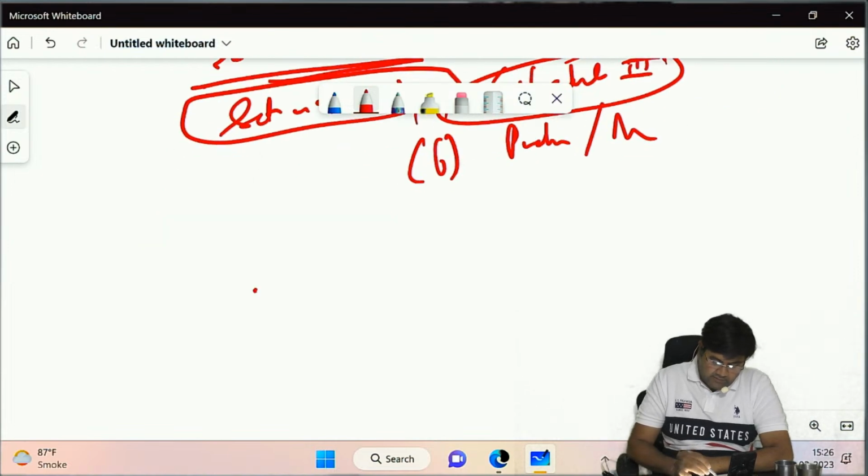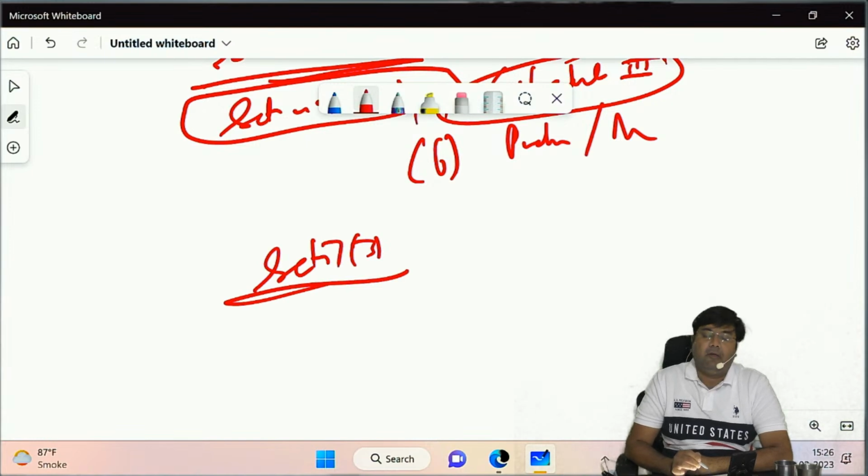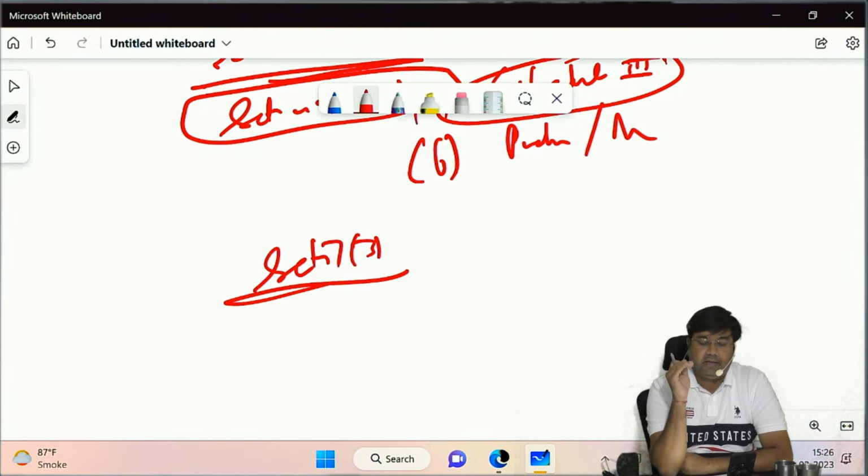Then section 7 subsection 3 basically empowers the government on what they can do. They can basically say this is supply of goods, not supply of services, or this is supply of services, not supply of goods. Nothing has been notified yet.